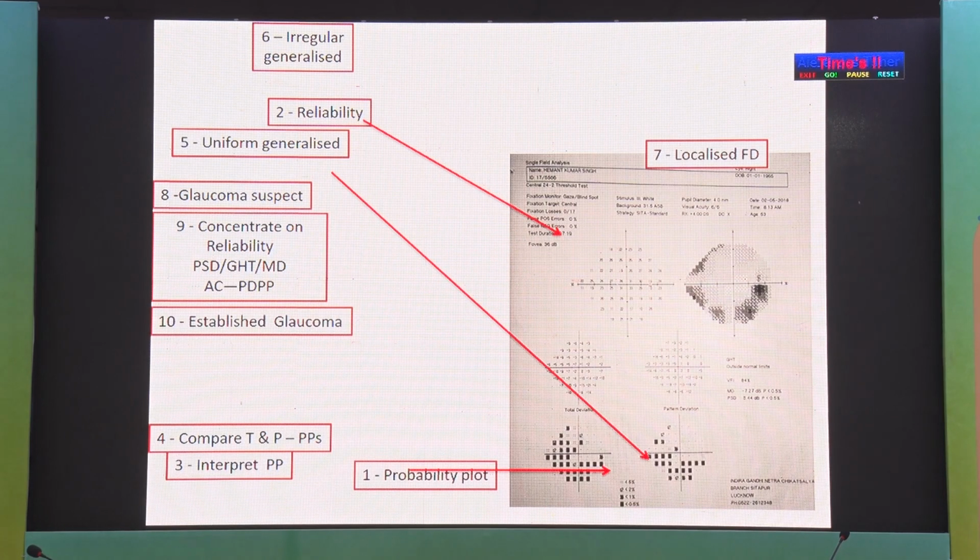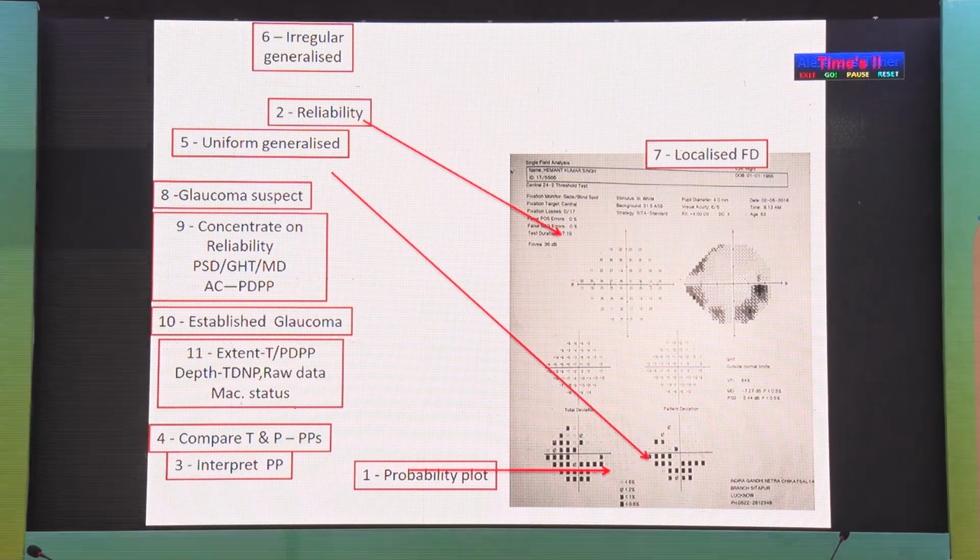In an established glaucoma, you are concerned more about whether there is an extension in terms of pattern and depth, and you will keep on looking at the macular status.